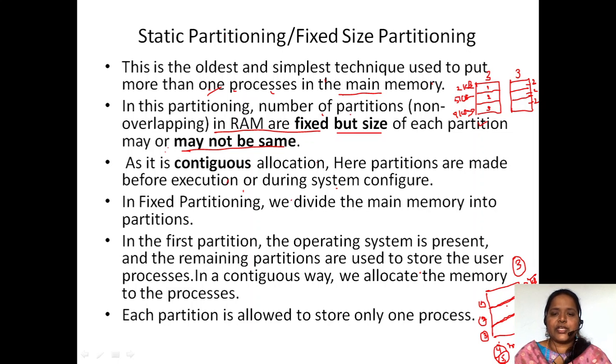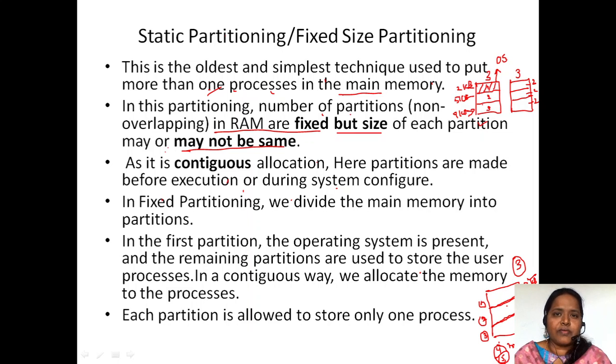In fixed partitioning we divide the main memory into partitions. So here, as I have said before, the main memory is divided into three partitions. In this main memory, the first partition is always allocated to the operating system.